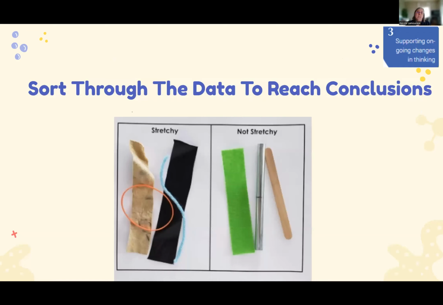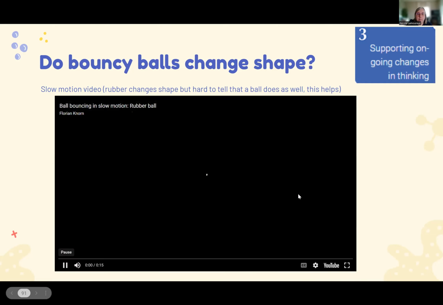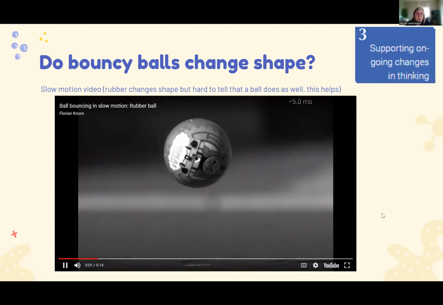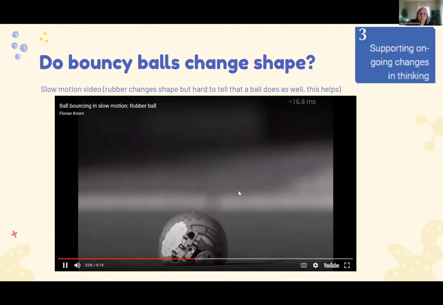So then they should reach a conclusion of whether it's stretchy or not stretchy. They don't need a placemat. You can just use stickies that they label. So then they take the data and sort it after to analyze it. So they've been working with materials and stretching rubber bands, but it's hard to see a bouncy ball change shape. So this is a slow motion video. I'm not going to play the whole thing, but you can see, and the students will be able to observe through the video how the ball, through slow motion, changes shape and how the rubber helps that.